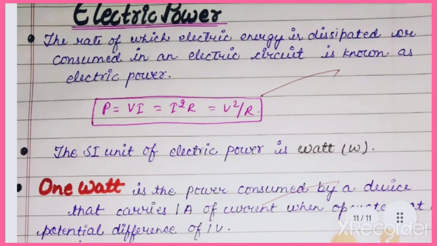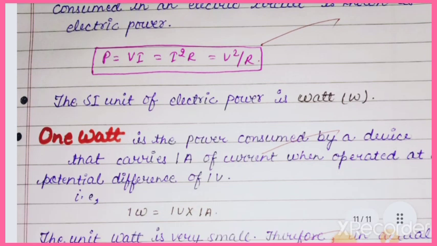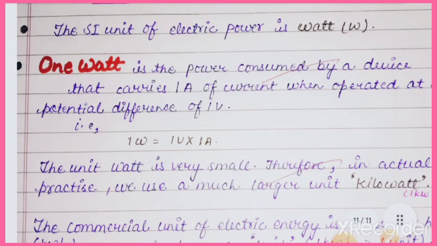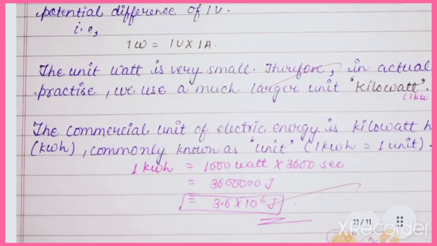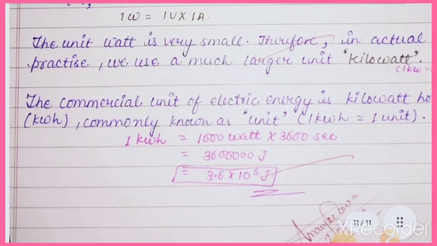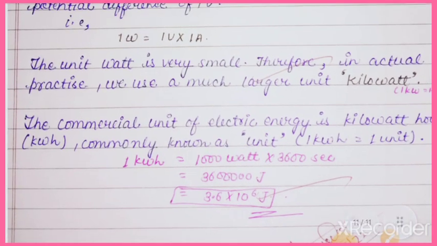is known as electric power, right? Okay, then here are the three formulas for this. First formula is P is equal to V into I. Second formula is P is equal to I square into R, and third one is P is equal to V square upon R, and the SI unit of electric power is watt. Okay, then 1 watt is the power consumed by a device that carries 1 ampere of current when operated at a potential difference of 1 V. The unit watt is very small, therefore in actual practice we use a much larger unit, that is kilowatt.